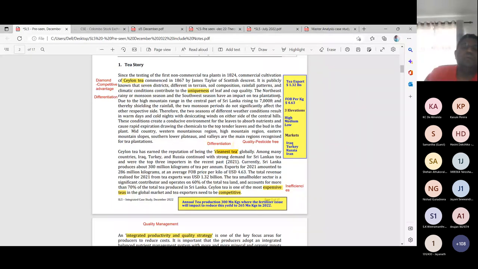So that's really good for health, no? So cleanest tea globally. So that means they are maintaining the quality, safety and efficacy like this, no?